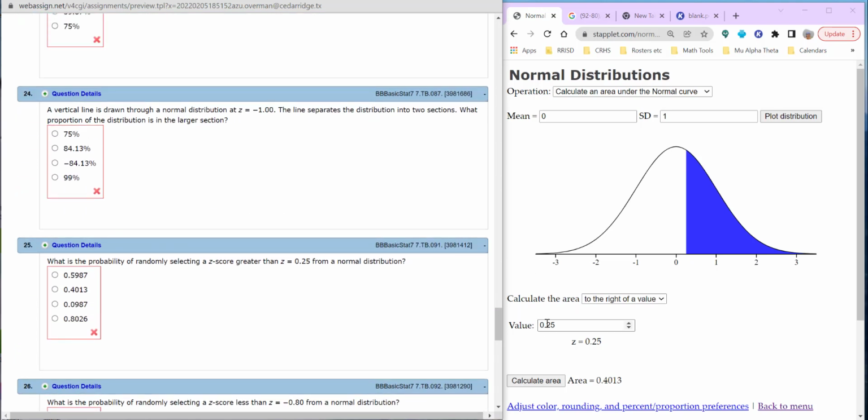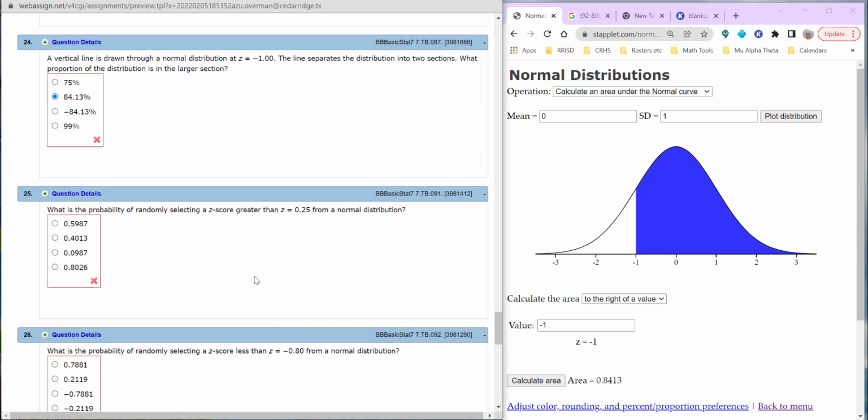Okay, now we're going to do it at -1. What is the larger section? All right. I left it to the right, 84%. I'm pretty sure that's the larger section. What is the probability of randomly selecting a z-score greater than 0.25? So bigger than 0.25. So we just calculate the area. It's the same thing we've been working with. Ooh, they're very fond of this 40% here.